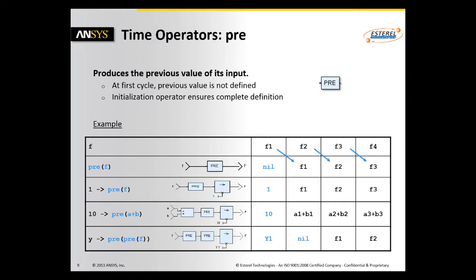Finally, in this example, we see that if we combine more than one pre, we also need more initialization. Here we have a 2-cycle delay, but we have only defined an init for the first cycle.